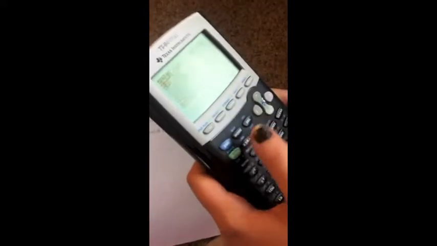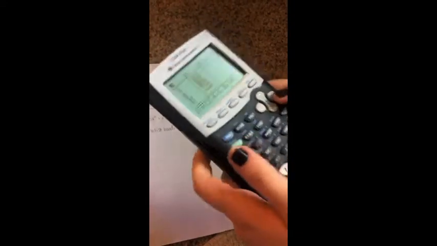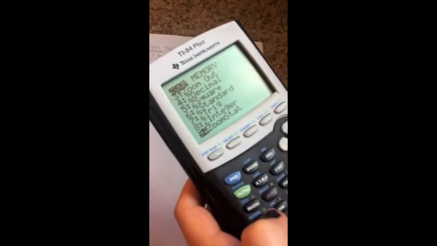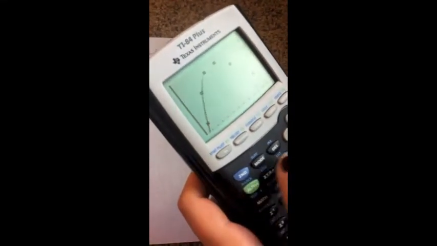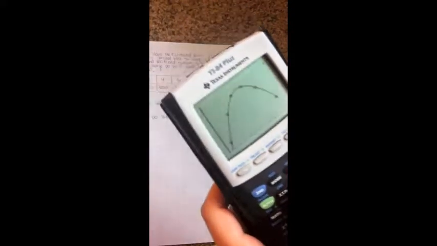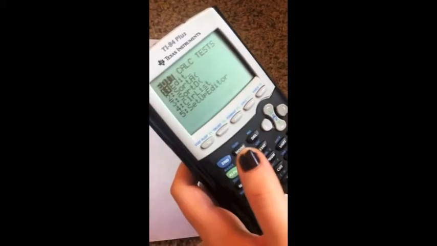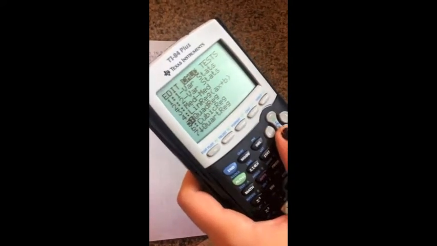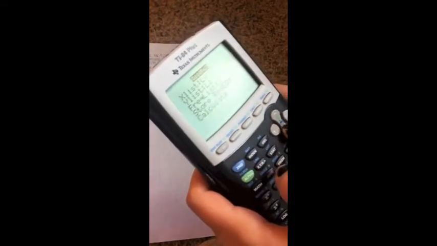So first you go to stat, enter, and enter your X values into list 1 and your Y values into list 2. Then you go to Y equals and you select plot 1 and enter to ensure that it's on. Then you go to zoom number 9. This is zoom stat, and it'll draw your parabola. And then you go to stat, right, and then down to number 5, which is quad reg, and then enter, and then you have to go down to calculate.